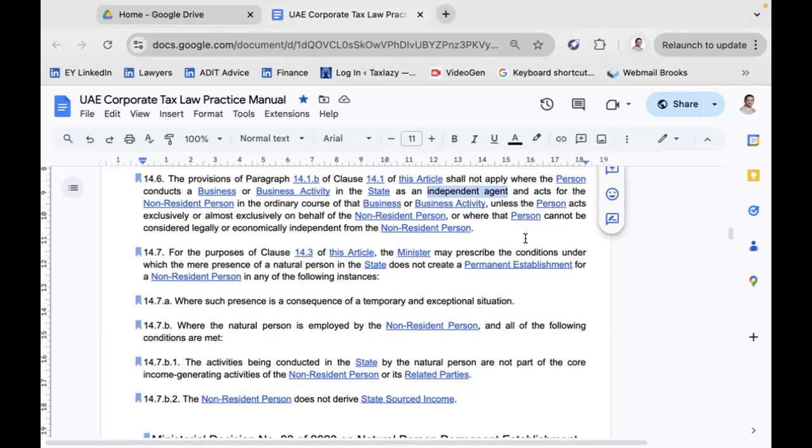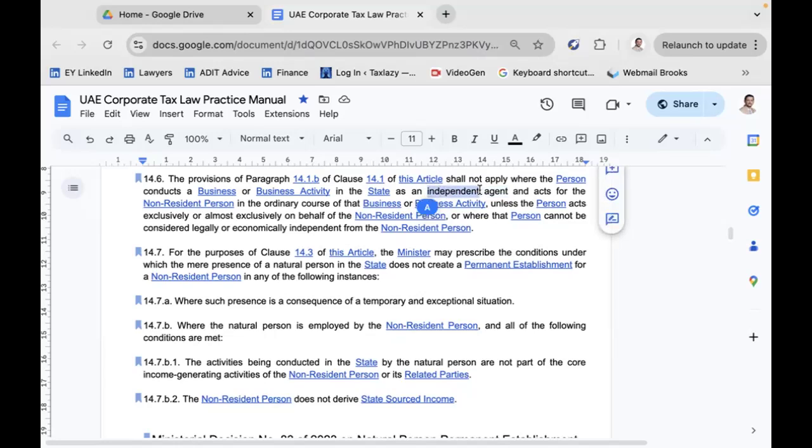Do you recall in our previous sessions when we've discussed the definition of business? If you remember, we mentioned that there are three criteria. It should be regularly, it should be on an ongoing basis, and on an independent basis. Am I right? You guys remember the definition of business? That is exactly the same thing that is being repeated here.